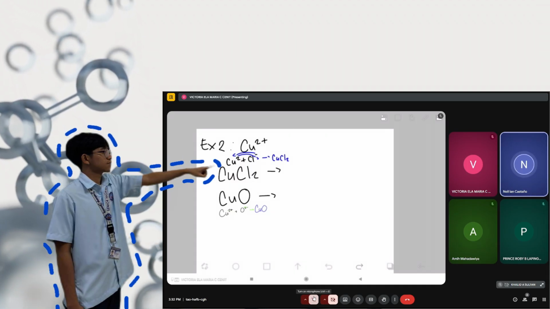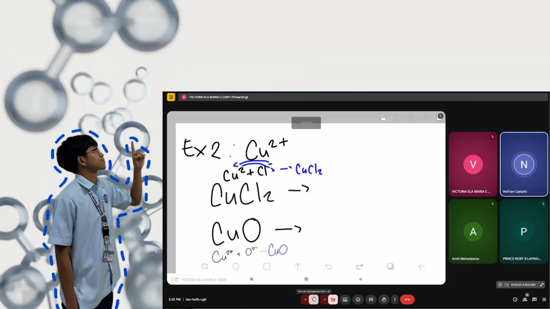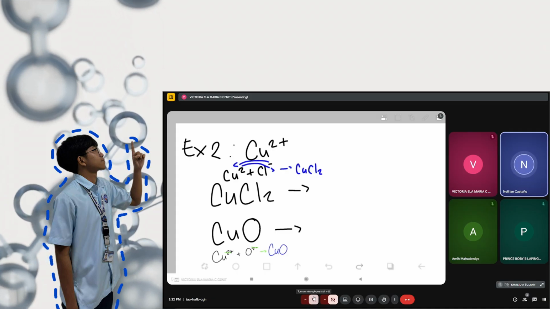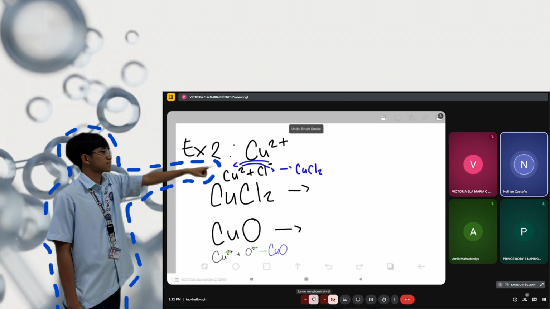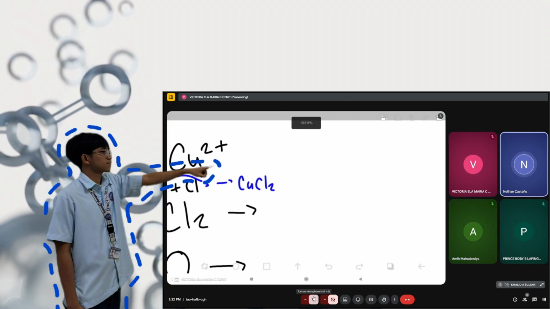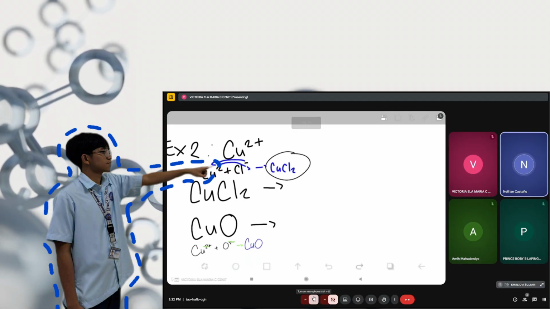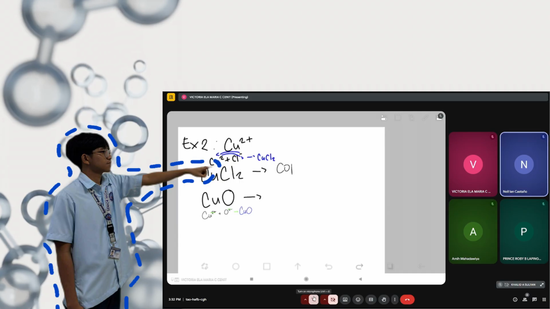For this example, we will be adding Cu2+, which is the cupric ion, and Cl-, which is the chloride. Then, just like what I've said, we should be doing the crisscross method, then it will give us CuCl2. And the name of it is copper(II) chloride or cupric chloride.